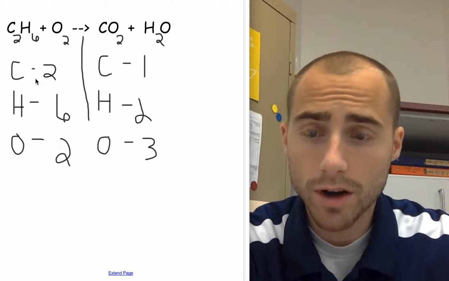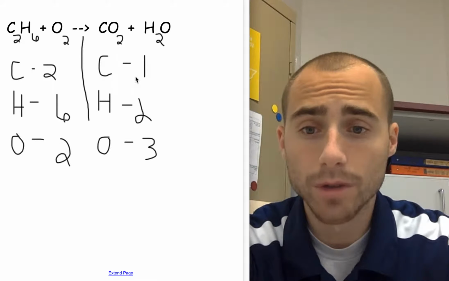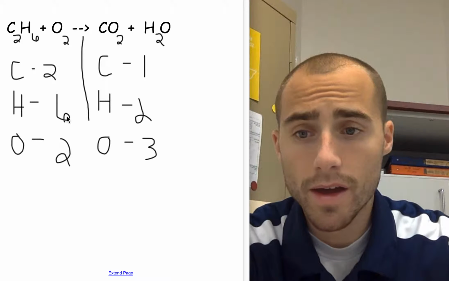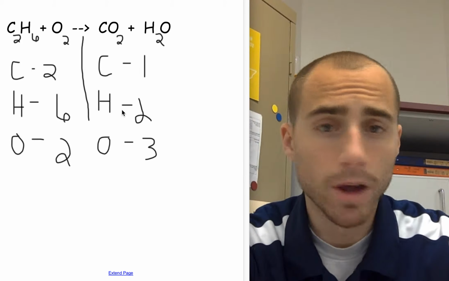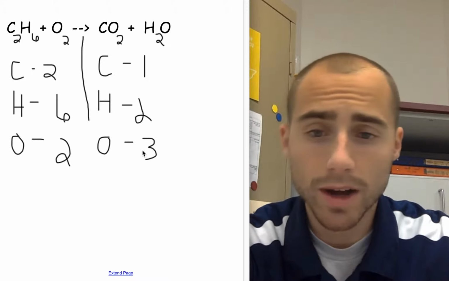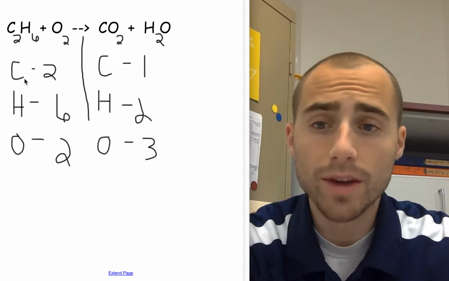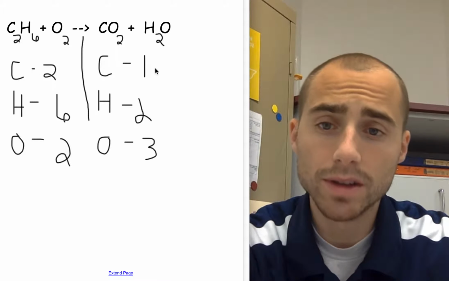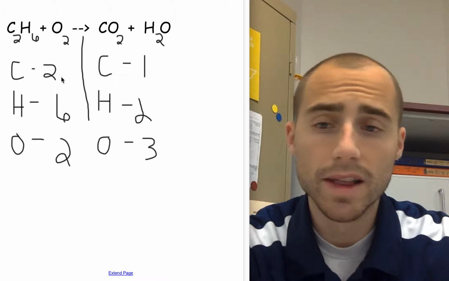Our second step is look at the atoms on each side and see if they are equal. Are they equal? Carbon, there's 2 here, and carbon, there is 1 here. Are those equal? No. Hydrogen, there is 6 here. Hydrogen, there is 2 here. Are those equal? No. Oxygen 2, oxygen 3, no. None of these are equal. Our goal of balancing equations is to get this number of carbon the same as it is over here. 2 carbons over here and 2 carbons over here. The same number.